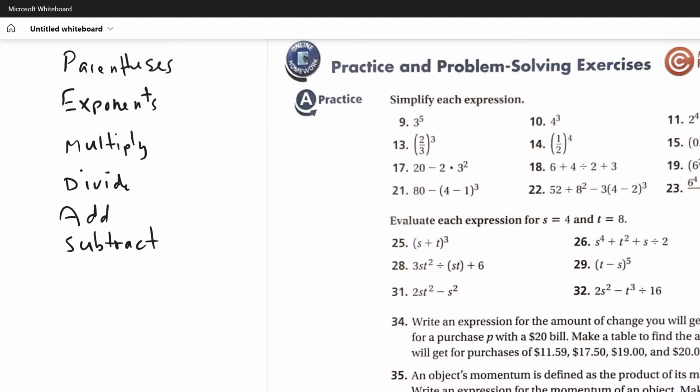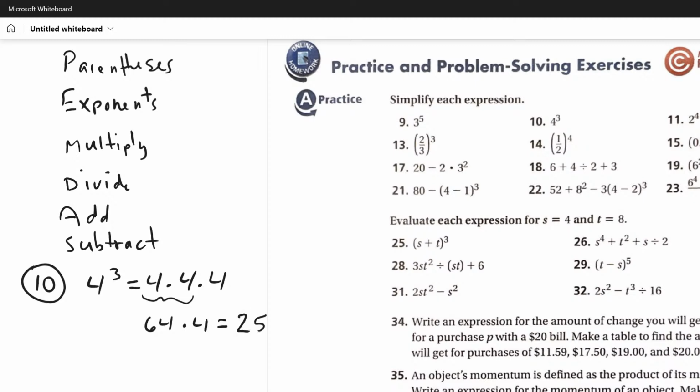Okay, anyway, number 10. Number 10, I will write over here. And that is 4 to the third. Well, that doesn't mean 4 times 3. It means 4 times 4 times 4. And 4 times 4, well, that's 16. And 16 times 4, I believe that's 64. So quickly, those numbers get pretty big. All right.